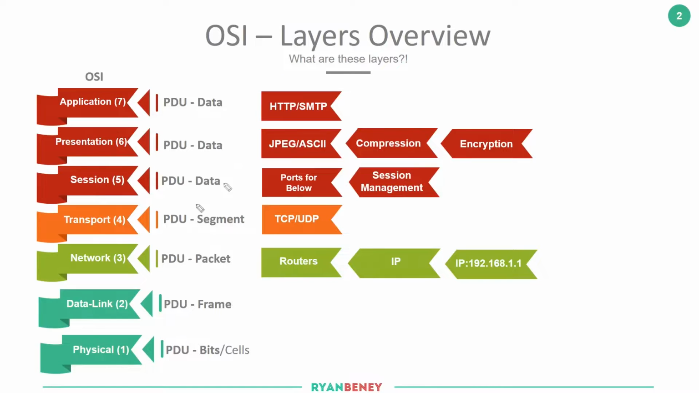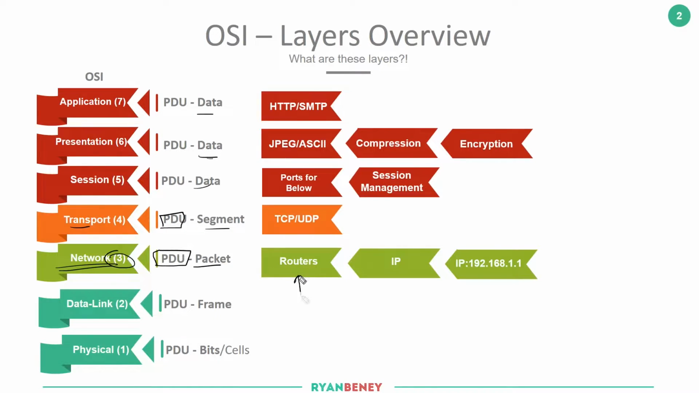Okay, moving on, the first layer that we're going to discuss in this video is the network layer. So the PDU for the network layer is called a packet. It's important to remember, the same way it's important to remember the PDU for the transport is segment, and for all the ones that we've discussed above the transport layer it is data.